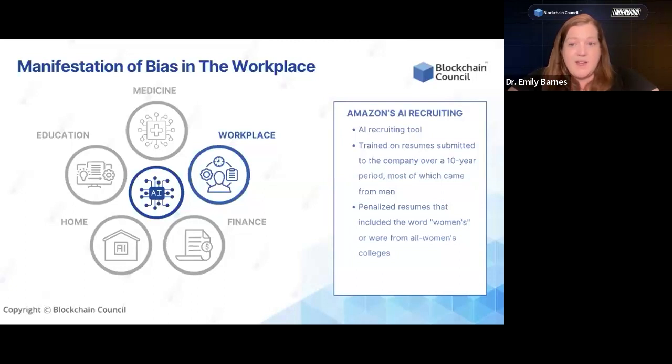Amazon abandoned its AI recruiting tool because it was found to be biased against women. The system was trained on resumes submitted previously, but it was highlighting words where women had gone to women's colleges. So if there was a women's group, a women's college, or a women's organization listed on the resume, it was automatically declined because that's what the model was looking for.